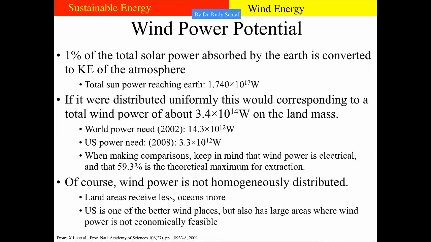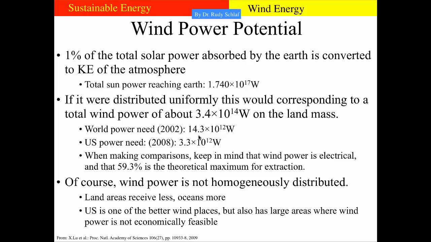So what's the potential in wind power to cover our power needs? Consider that 1% of the total solar power absorbed by the Earth is converted into wind, into kinetic energy of the atmosphere. That total sun power is 1.7 times 10 to the 17 watt. If that were distributed uniformly across the entire surface of the Earth, then on the landmass we would have about 3.4 times 10 to the 14 watt wind power. That compares with 14.3 times 10 to the 12 watt power need across the world. So that's a factor 25 approximately. When we just look at the US, it's a factor 100.